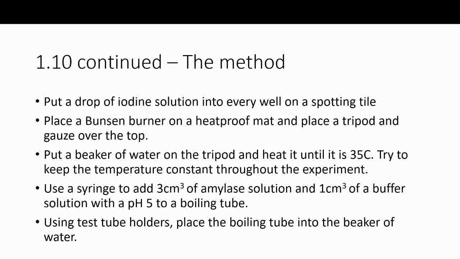Use a syringe to add 3 cm cubed of amylase solution and 1 cm cubed of a buffer solution with a pH 5 to the boiling tube. Using test tube holders, place the boiling tube into the beaker of water.